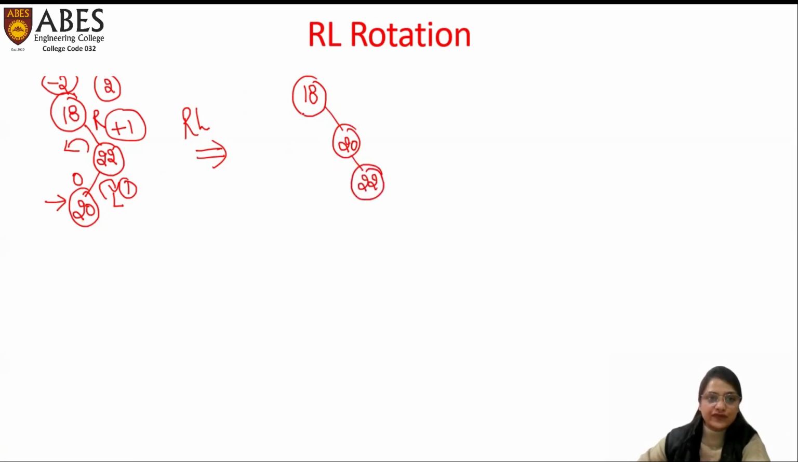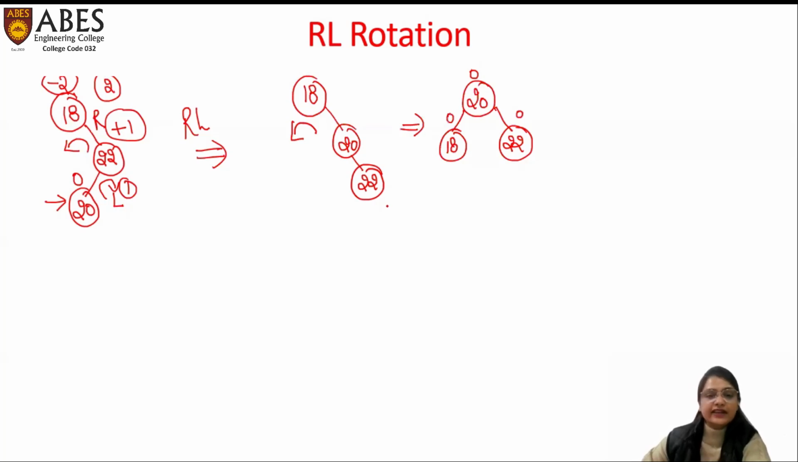Now I'll talk about the second. In this, we have to rotate in the opposite direction. It will look like this: 20 and then 18 and then 22. Again, I'll calculate the balance factor of each node. Now I can see the tree has been balanced. So this was the RL rotation, which is right-left rotation.